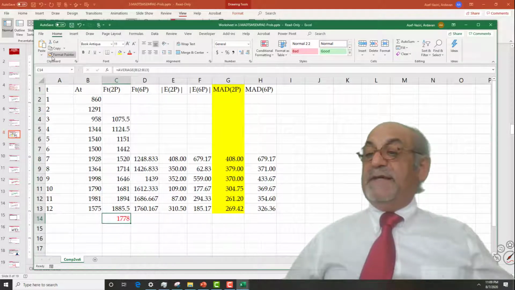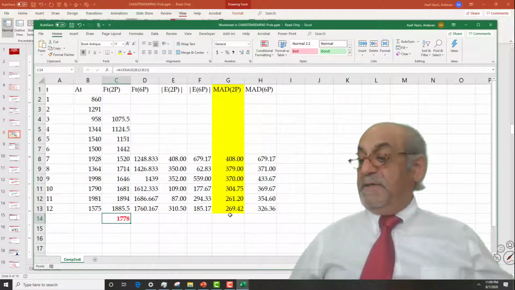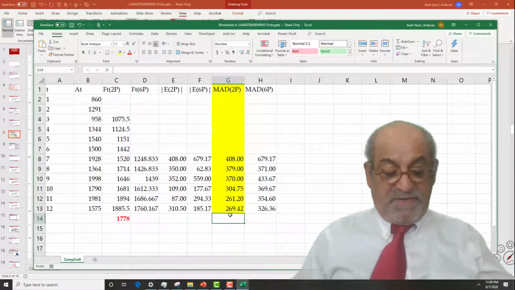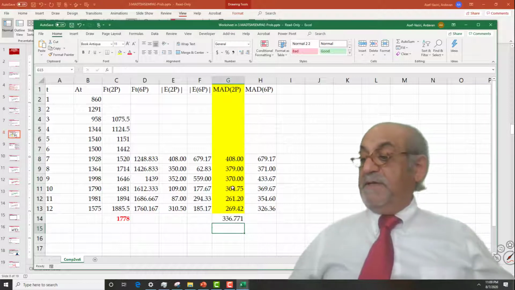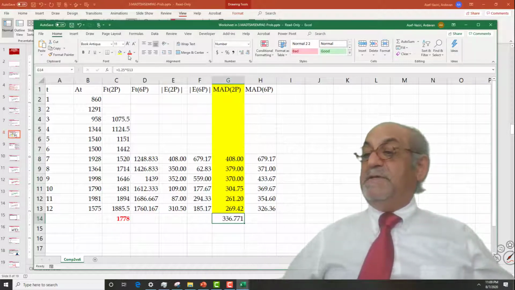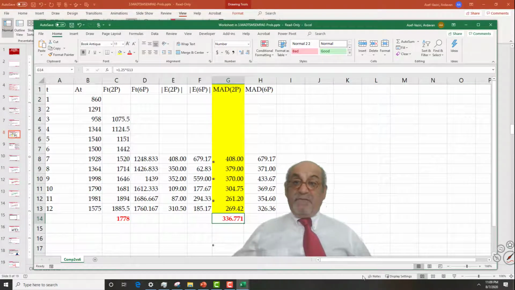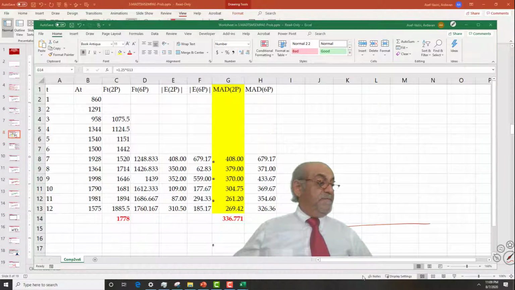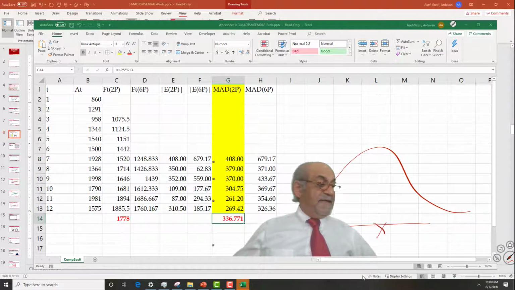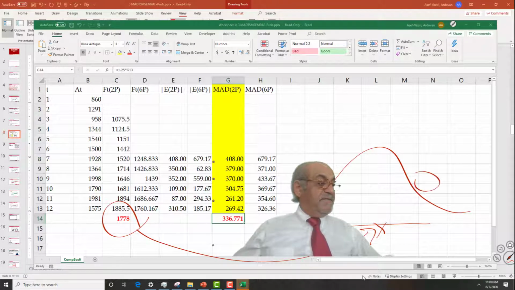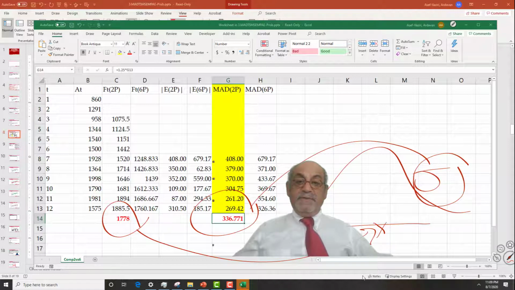This is my forecast for the next period. The standard deviation is equal to 1.25 multiplied by the MAD for the last period. This is my standard deviation for the forecast. My forecast for the next period will have a normal distribution. Its average is this one, and its standard deviation is this one.